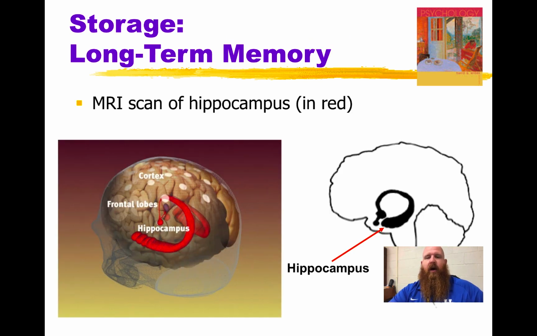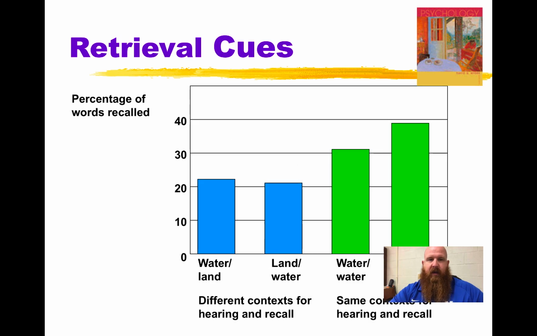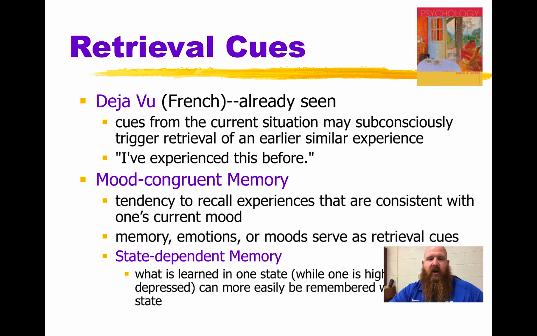We talked about the importance of the hippocampus in long-term memory. We didn't spend much time on recall and recognition, I've already talked about that, or relearning. And I did talk about retrieval cues, things like deja vu. And we spent a lot of time talking about mood congruent theory and state-dependent memory, how when we remember things and we are in a certain mood, it is easier to recall those memories when we are in that same mood, whether it be happy or depressed.